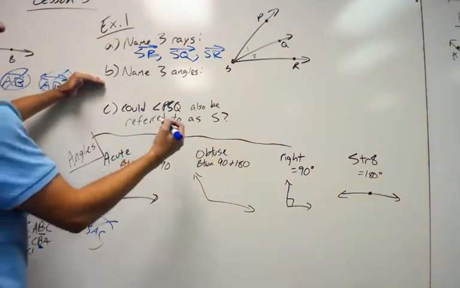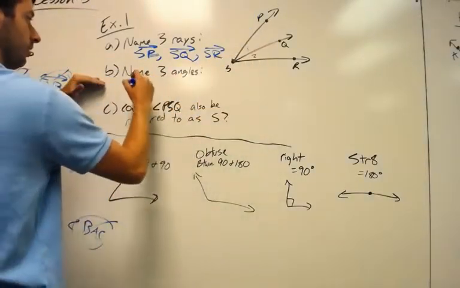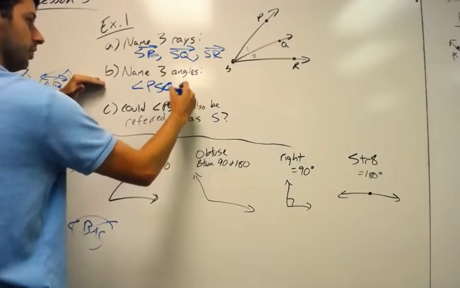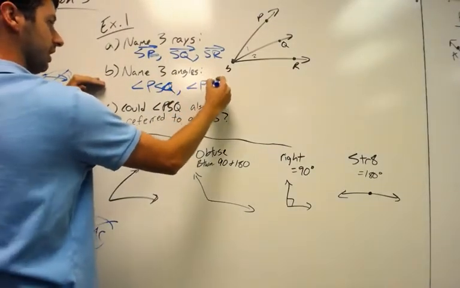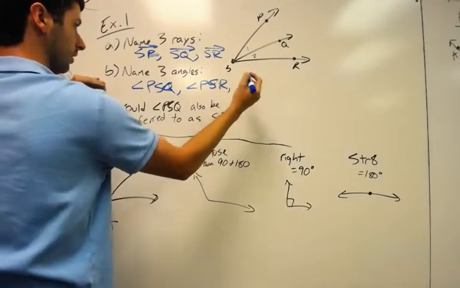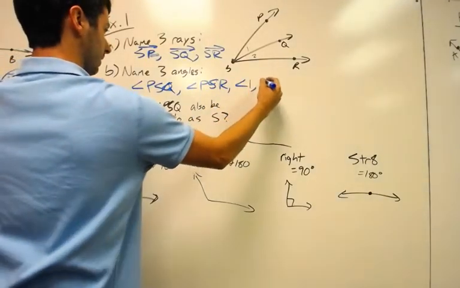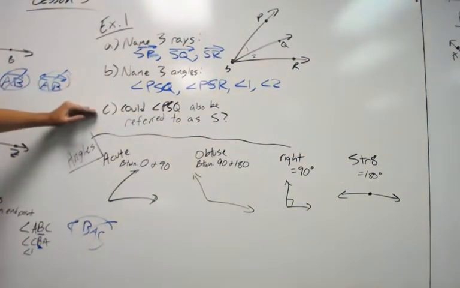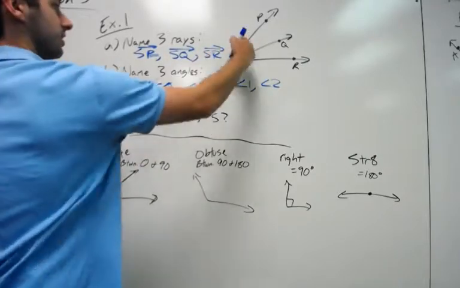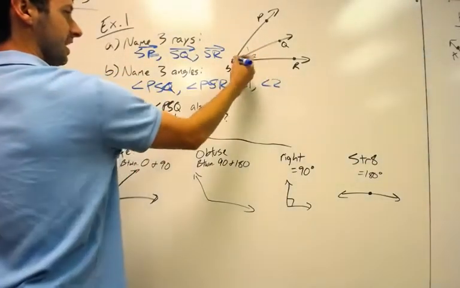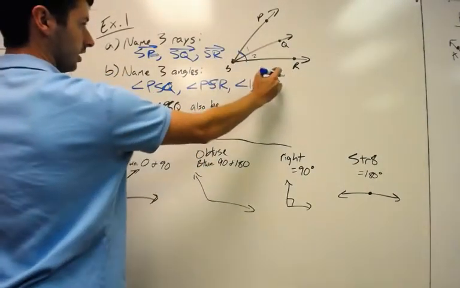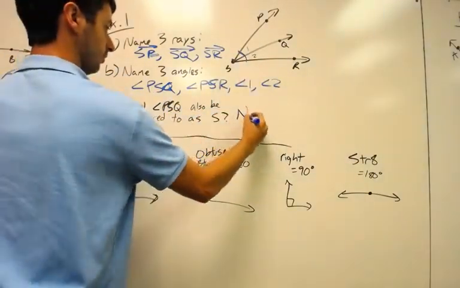3 angles. You could have angle PSQ. Oops. You could have angle PSR. You could have angle 1, angle 2, so on. There's a lot of different angles you have there. Third question, could PSQ be referred to as S? Well, no, PSQ could not be referred to as S because S could encompass all that. It could be PSR. So therefore, no would be the answer.